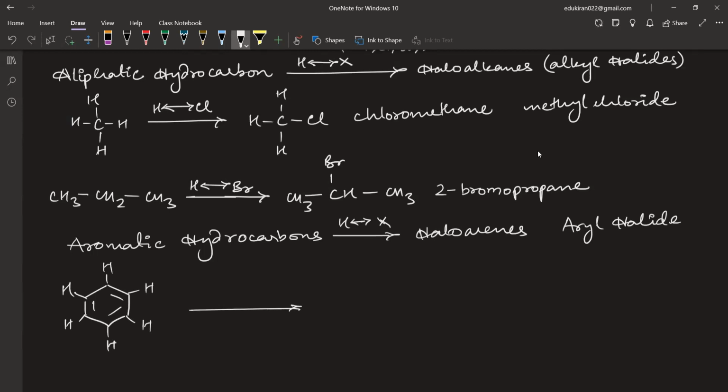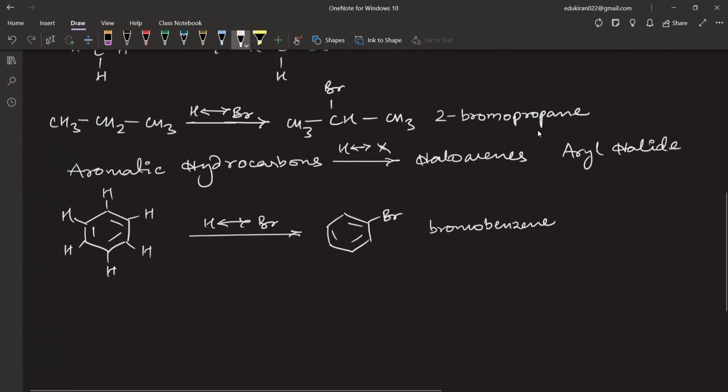Okay, you just remove one hydrogen, and in place of that, you will add a bromine here. So you will be getting Br here, and all of the other hydrogens are intact. So this will be what? This will be bromobenzene.